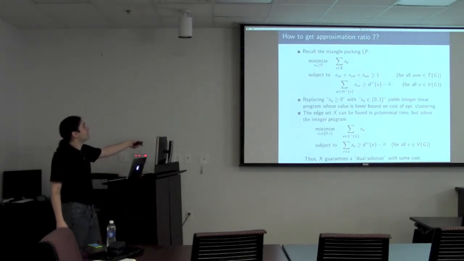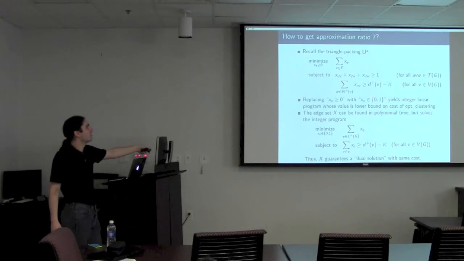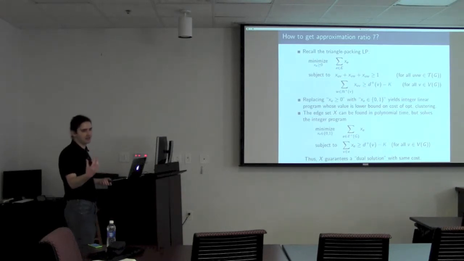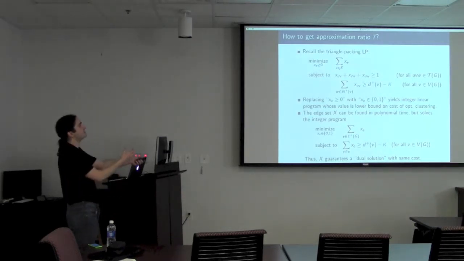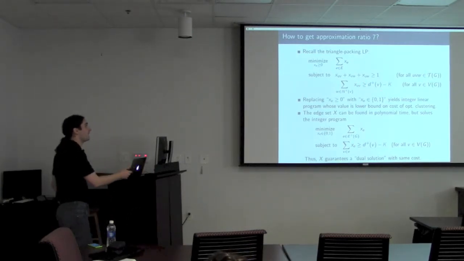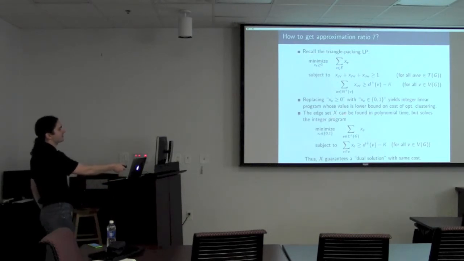But basically, you look at this triangle packing LP over here. And what you might notice is if, instead of saying just over non-negative x sub b, I wanted x sub b to be 0 or 1, I would get an integer linear program. And the value of this is still a lower bound on the cost of your optimal clustering, because the bad edges that are covering your bad triangles are 0, 1 variables. And you can find that edge set x, the smallest set to delete, in polynomial time.